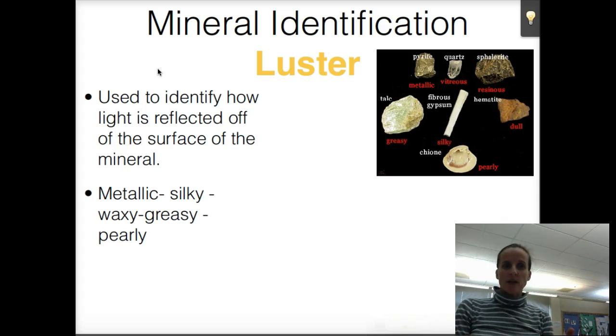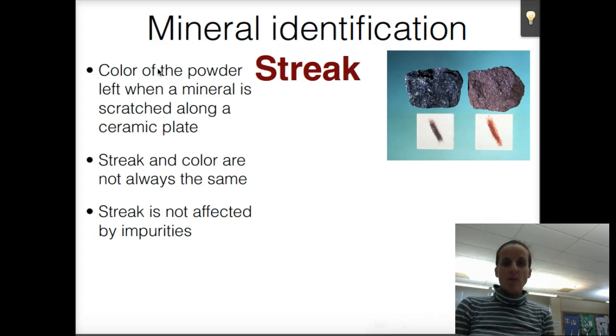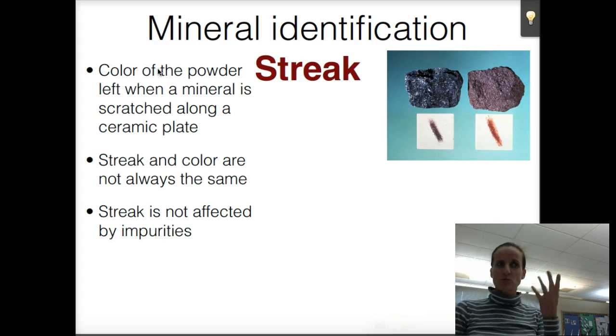Okay, so we ended with luster. So now we have color and we have luster. Let's see what's next. Streak. So tomorrow you're going to get some minerals and you're going to get a porcelain plate. And streak is the color of the powder that is left when you scratch the mineral along this plate. Now this is a very interesting test to do because you might be looking at a mineral that is a certain color, but the powder that it leaves is different. And that's a very defining identification for a mineral. The streak is a really good factor to consider when trying to identify the type of mineral that you have.